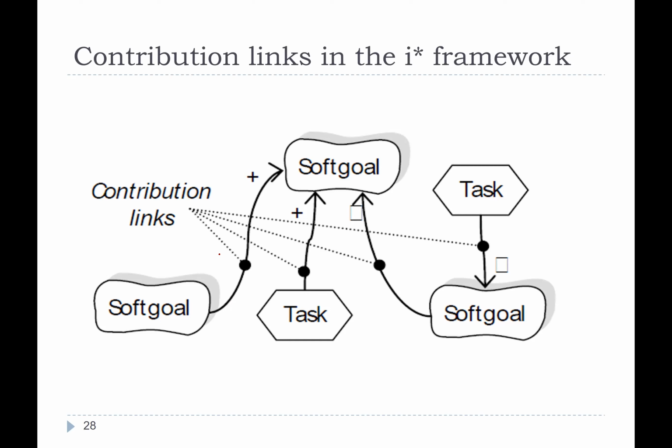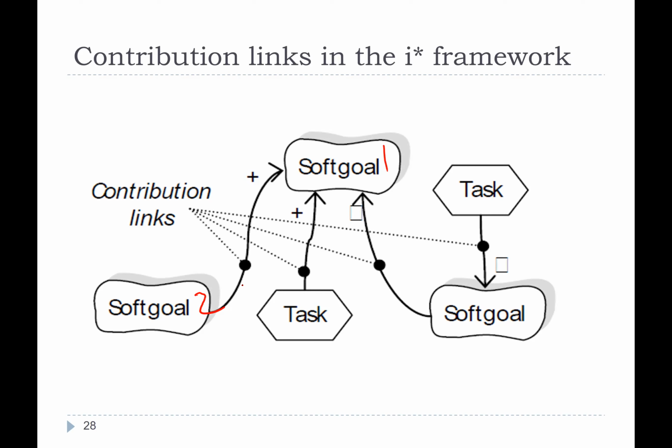So let's just take a look. This is soft goal number one. This is soft goal number two. Soft goal number two contributes positively to soft goal number one. That doesn't mean that I cannot have soft goal number one if I didn't have soft goal number two. But now that it's there, thank God that it's there.